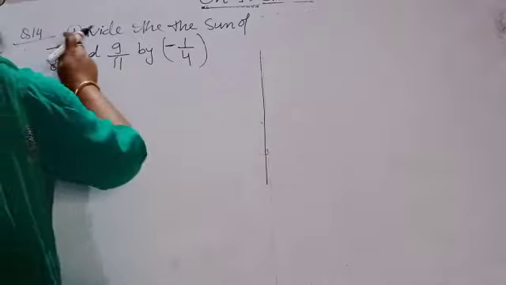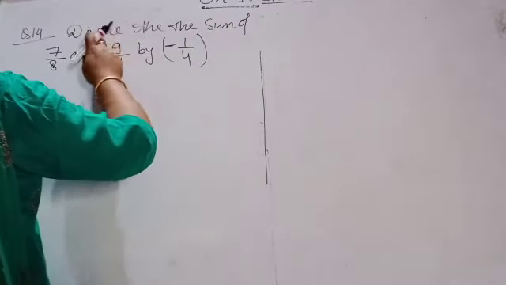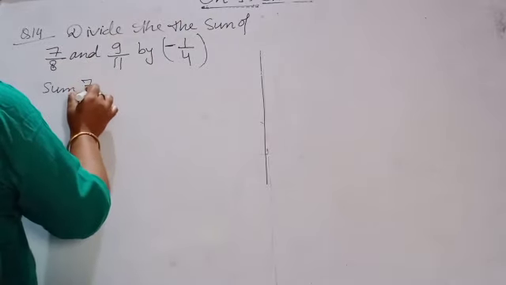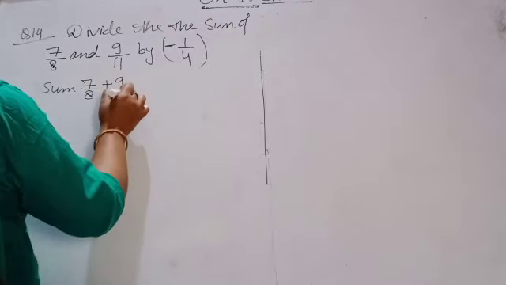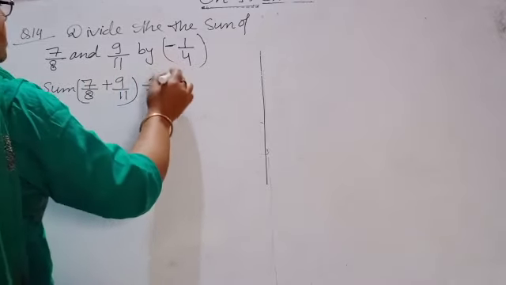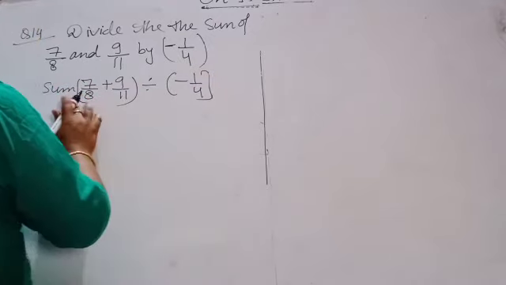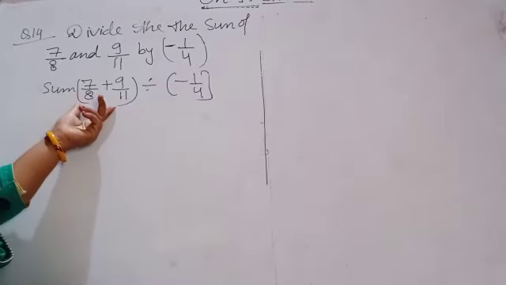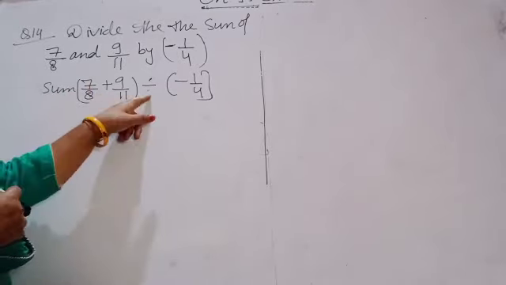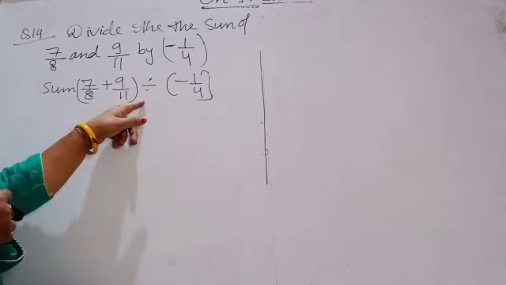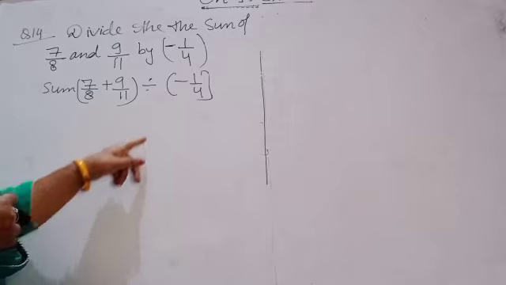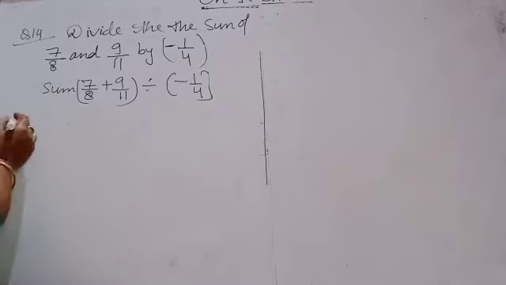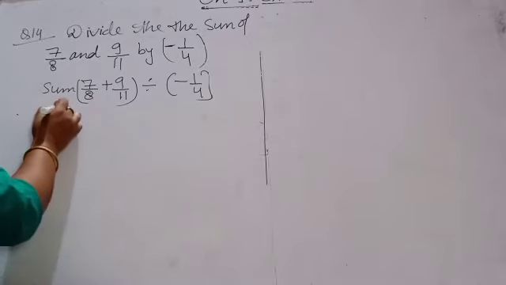Now question number 14. Divide the sum of 7 upon 8 plus 9 upon 11 by minus 1 upon 4. Now what you will do, I am just telling you. First you will take the sum by taking the LCM and making the denominators equal, and then adding. Then divide by minus 1 upon 4. The divide sign will be converted into the multiplication sign, and you will take the reciprocal of this one, and then simplify the number and you will get your answer. So this will be your homework.